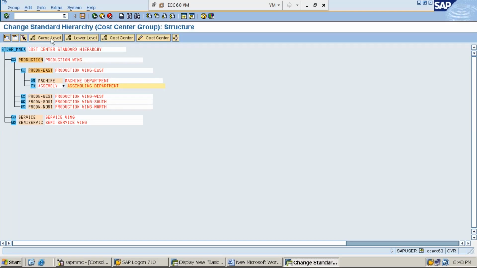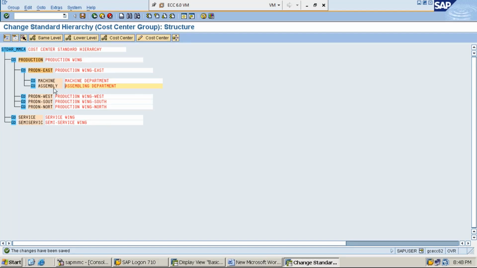Okay. Yes. Click on save. Get the message: changes have been saved. You can see the message on the bottom left side. Yes. Right.